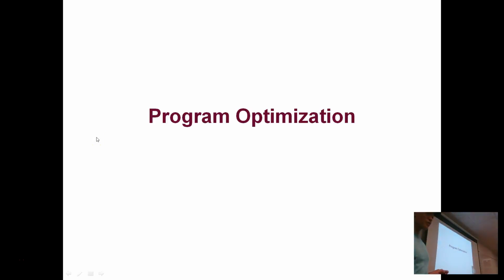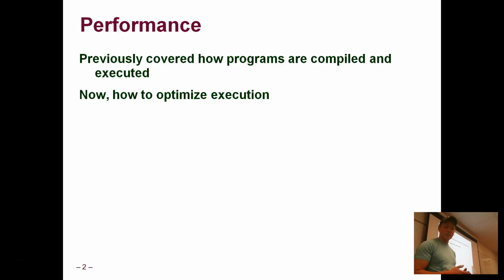Program optimization is what chapter 5 is about. In chapter 3, we covered how programs are compiled and executed. We're now going to look at how to optimize your execution.